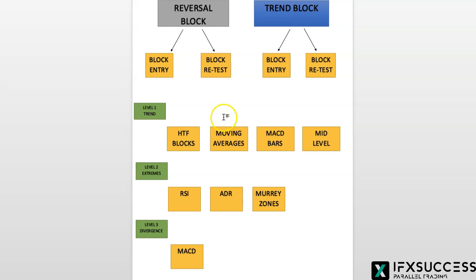So again, the EA was made with two types of blocks, the reversal block and the trend block. They both work differently, so you have to understand them. There are a couple of videos on each one of them on how they are calculated and how each one works differently. The first decision you always have to make is which one of these two you are going to trade.